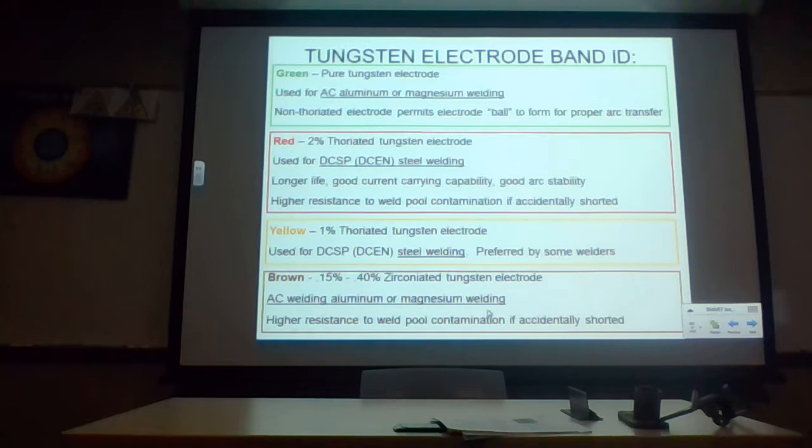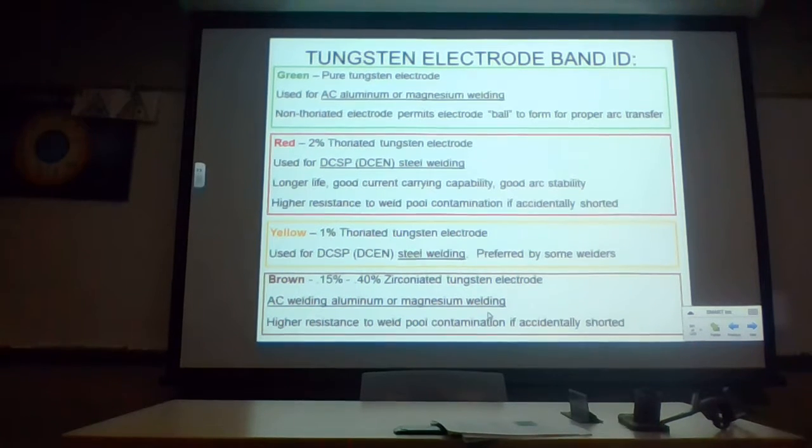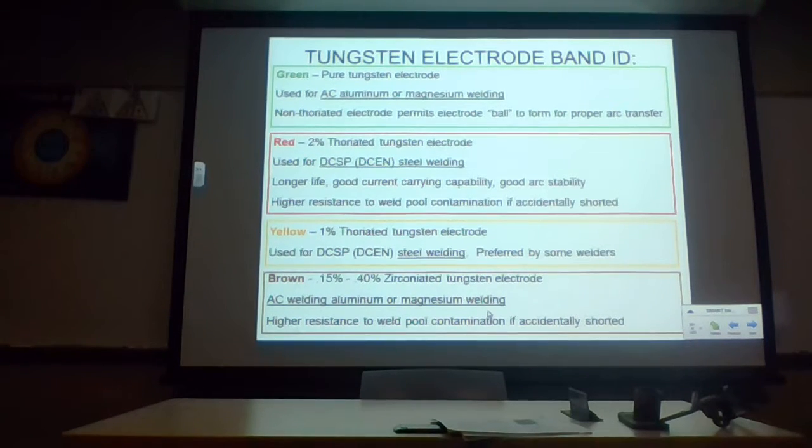It's used mostly for aluminum and magnesium welding. And what will happen when you strike the arc, a ball will form at the end of the tungsten electrode. It's not alloyed with anything. Some people prefer to weld with a pure tungsten electrode because they claim the alloying elements that are in some of the other types of electrodes can contaminate the molten puddle. True or not, again, that's what they prefer to do. Because it's got no alloying element in it, it'll just form a ball at the end of it.